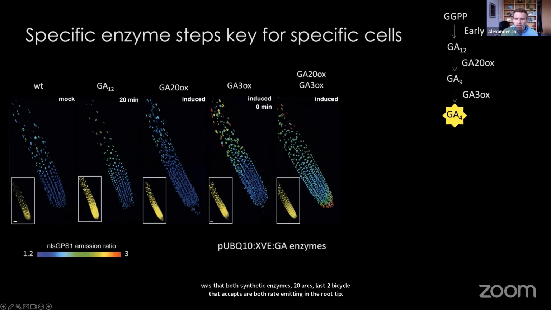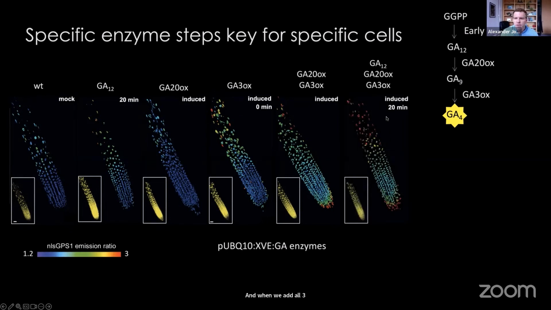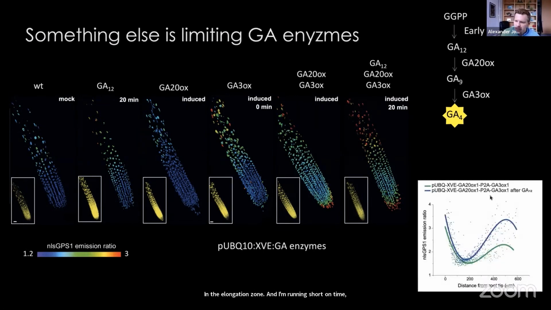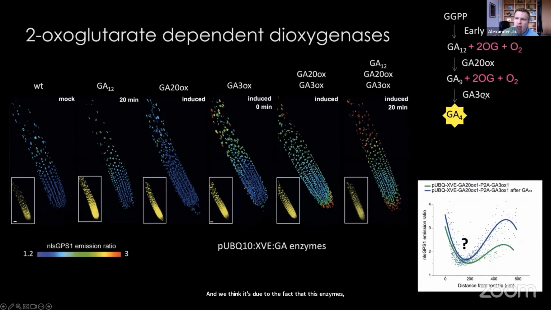And when we add all 3 together, we can see that there's even more accumulation in the elongation zone, but there's a really interesting depletion still, even though we're providing the immediate precursor in both of the last 2 biosynthetic steps in the elongation zone. I'm running short on time, but I will tell you that we have found that this particular depletion can be manipulated, and we think it's due to the fact that these enzymes, both 20 oxidase and 3 oxidase, are both 2-oxoglutarate dependent dioxygenases.